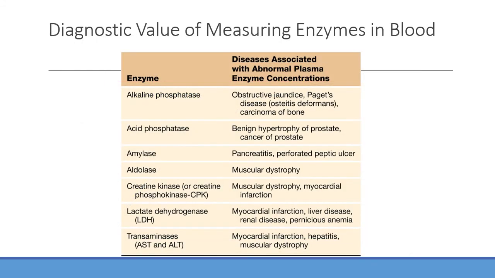Okay, so we can measure several enzymes within the blood itself. These are just some examples of things that we can measure and some of the diseases that are associated with that. I'm not going to go over every single one of these. However, things like amylase and lipase. Anyone know what lipase does based off the name? Breaks down lipids, yeah, absolutely. So it breaks down lipids.